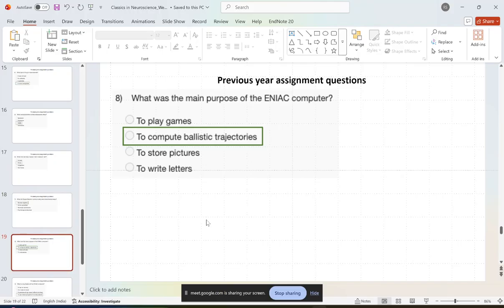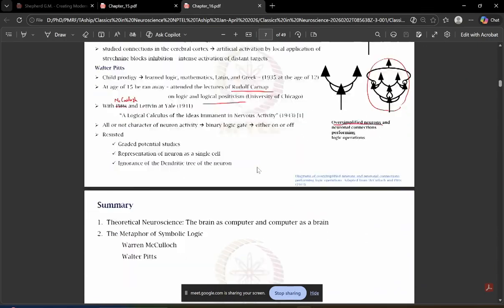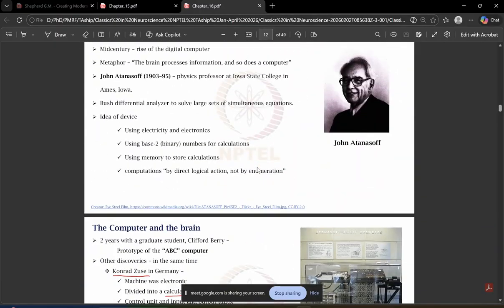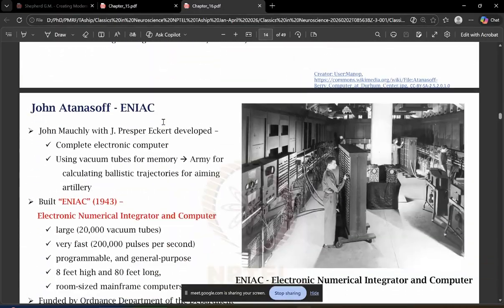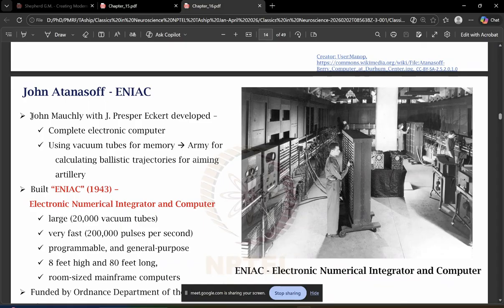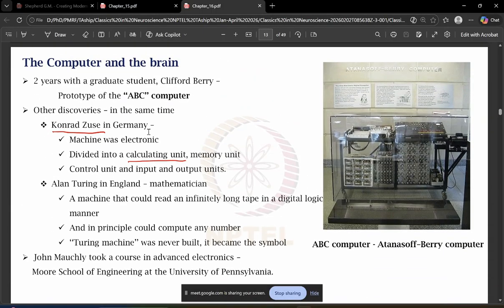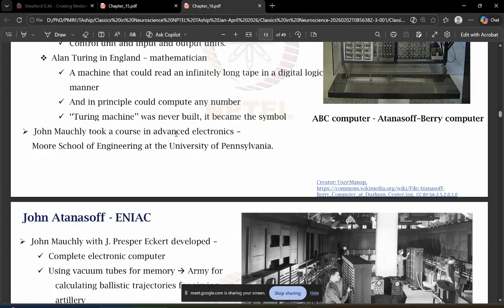Next, what was the main purpose of the ENIAC computer? Again, we have discussed how the ENIAC computer came into place, what its purpose was, and how it was built. So let me briefly tell you about it again. We know that John Mauchly, when he had come in contact with John Atanasoff, became interested in building a digital computer, and he took a course in advanced electronics so that he could do that.